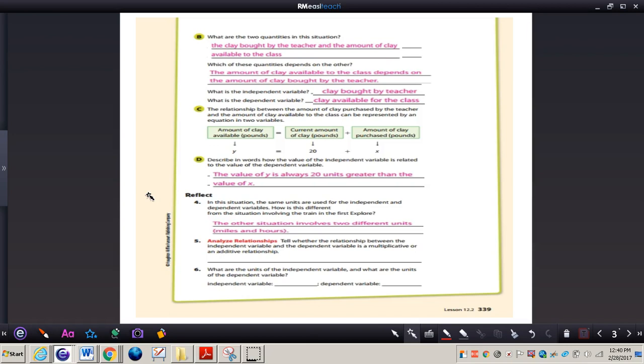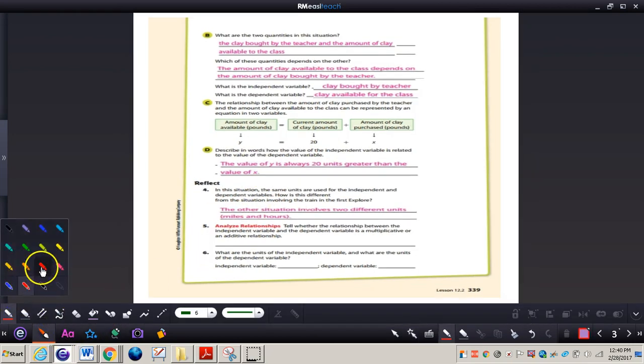So for number 5, it says tell whether the relationship between the independent variable and the dependent variable is multiplicative or additive relationship. Now, since we're dealing with addition, we can see that that would be an additive relationship. In other words, we're not multiplying these two quantities together or anything like that like we did for the first problem. We're just adding the amount of clay available for the class as the amount of clay is purchased. So that would just be additive. Let's write that down.